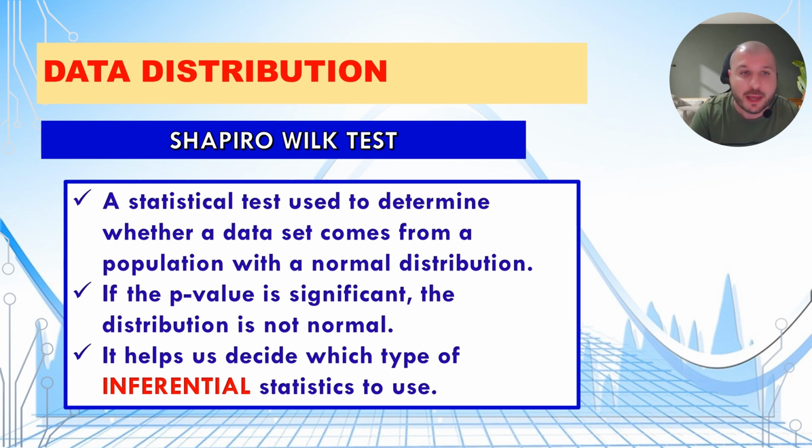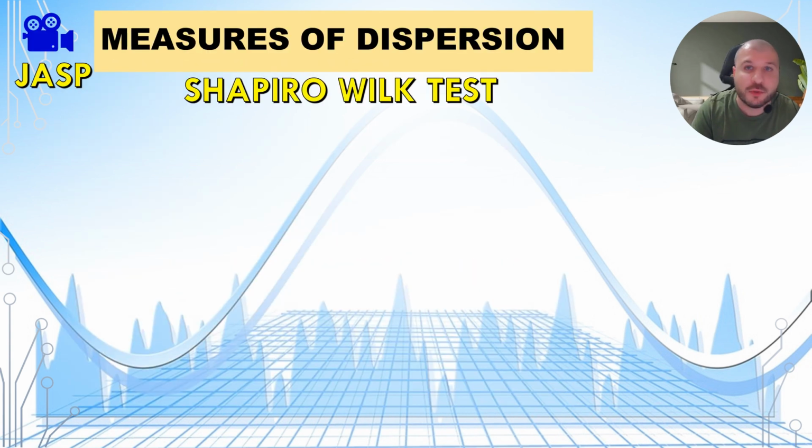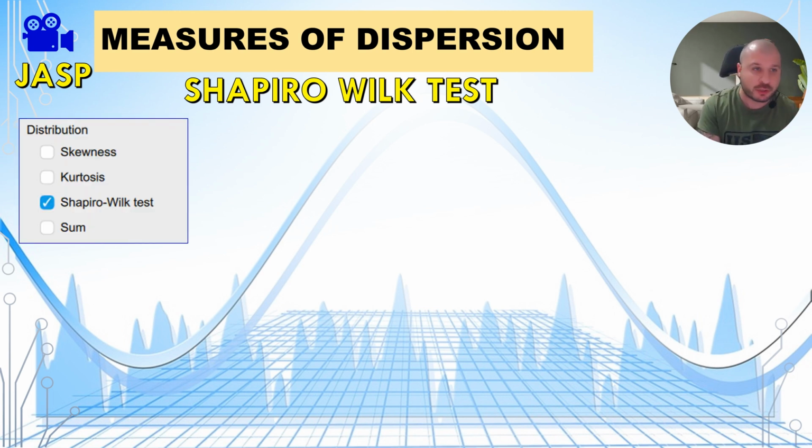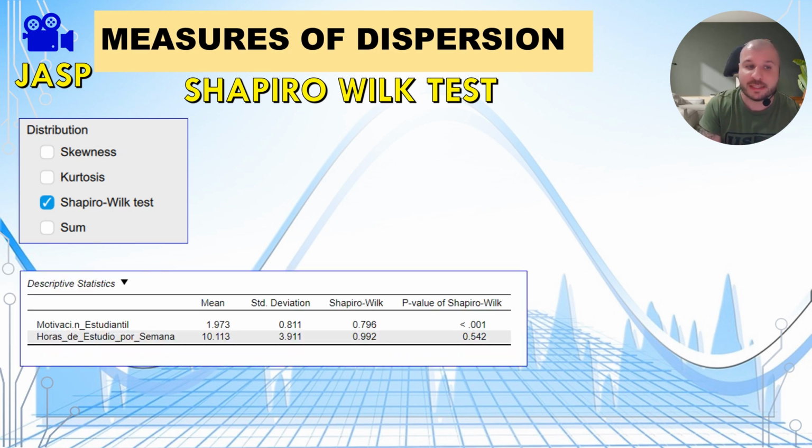In English, of course. So how do we carry that out in JASP? The process is extremely simple, right? You don't even have to change the module. In the descriptive module, you just have to go to distribution and click on the Shapiro-Wilk test. This is the test that tells us about normality or not. Once you click on it, and depending on the variables you've included in the boxes, you will have the outcome. So what is this? We get the mean, the standard deviation, and the Shapiro-Wilk. This is the statistic, and here the p-value. The p-value is what interests us most.